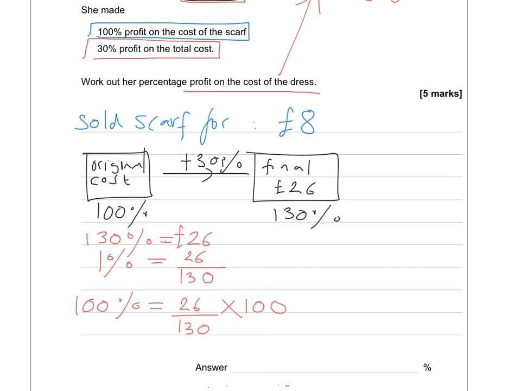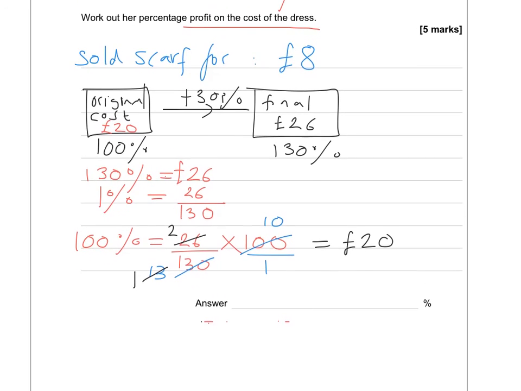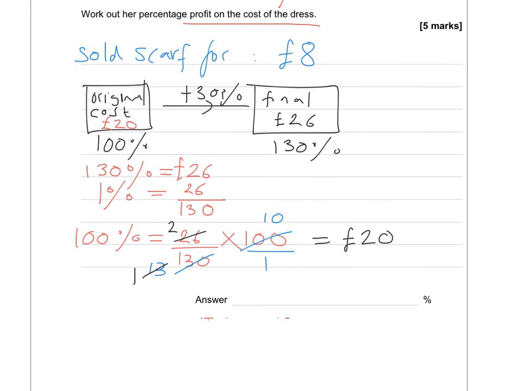We can work out this by writing the 100 as 100 over 1 and then seeing what we can simplify. Now 130 can be divided by 10 to give us 13, and 100 can be divided by 10 to give us 10. We can then simplify further because 26 will divide by 13 to give us 2, and 13 will divide by 13 to give us 1. So this gives us £20. So the original cost of the items must have been £20.